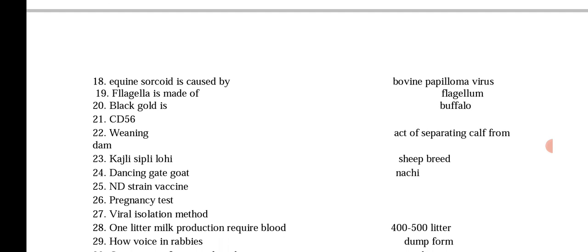Flagella is made up of flagellin. Flagellin is a protein, I think. Black gold is buffalo. Buffalo is known as the black gold of Pakistan.